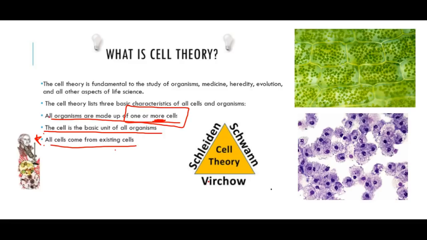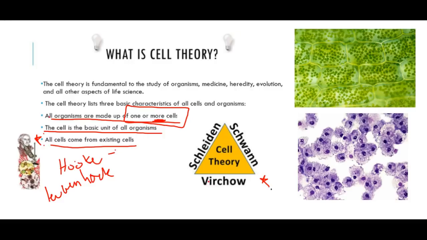So over here in this triangle we have the cell theory. You will see Schleiden, Schwann, and Virchow. There are two guys that we have not identified in this triangle, and those two guys are Hooke and Leeuwenhoek. I know you can't read that very well, but Hooke and Leeuwenhoek. Hooke was the first one to identify cells, and he's the one that coined the term cell. Remember, he looked at cork.